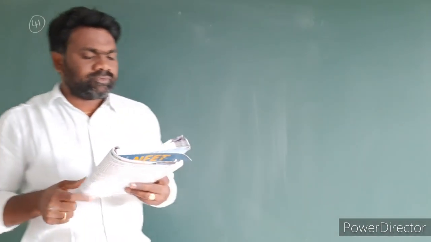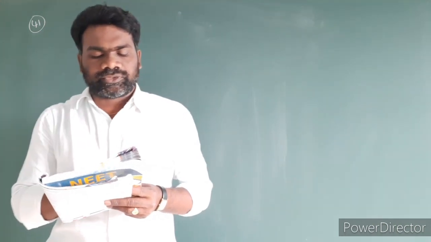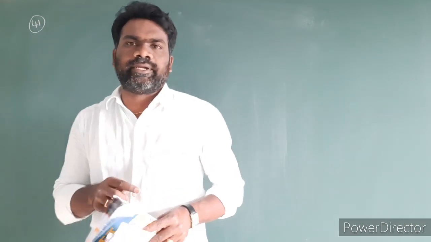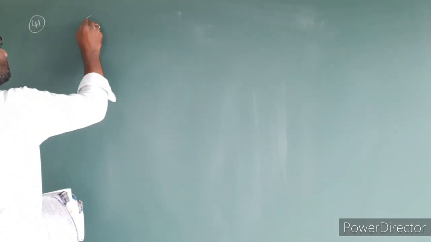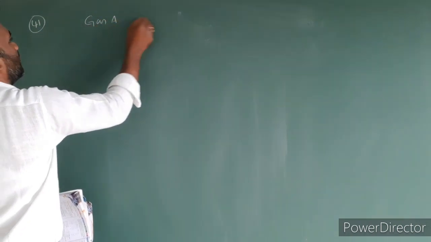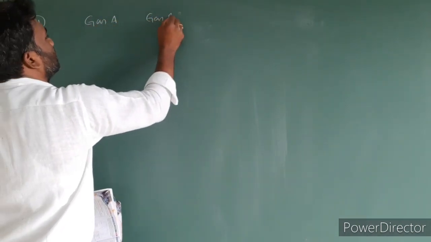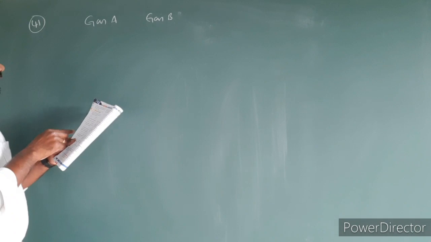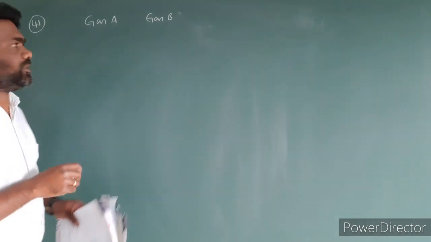Look at question number 41. According to Graham's law, at a given temperature, the ratio of rates of diffusion RA by RB of gases A and B is given by. So taking two gases, gas A and gas B, the ratio of the rates of diffusion of the two gases, RA by RB, is given.